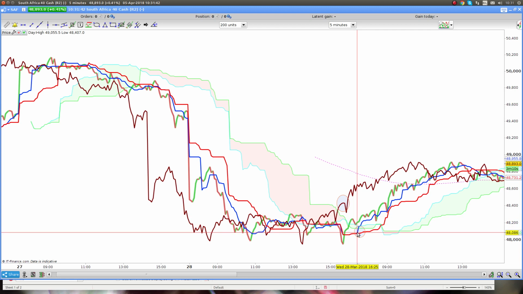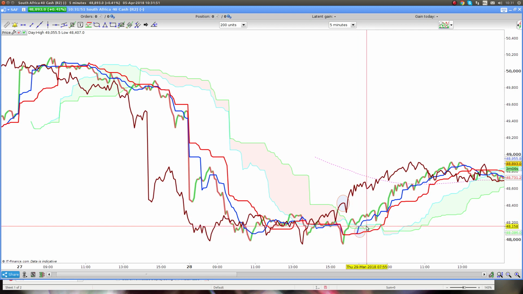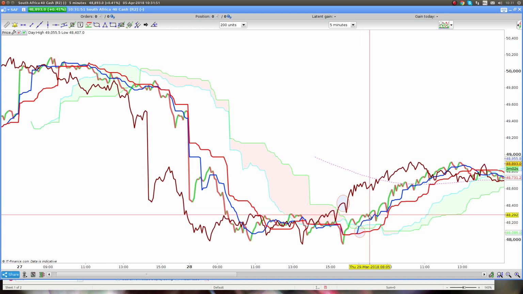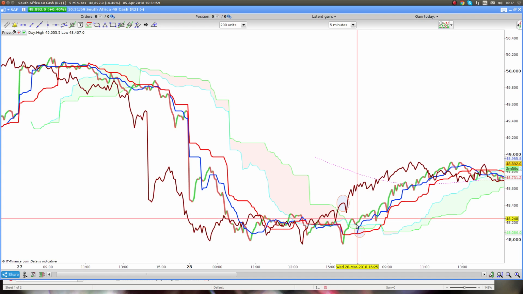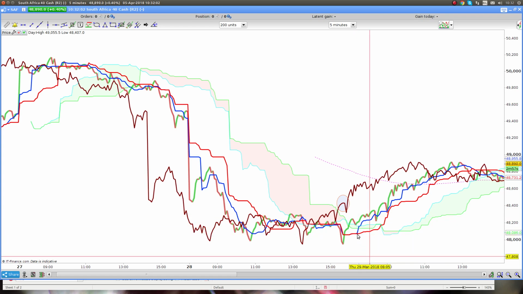But you've got three readings, so that's kind of a weak signal. If it happened in the cloud, it would have been a strong signal. If it happened out of the cloud, it would have been a very strong signal. Okay, so let's clean up.